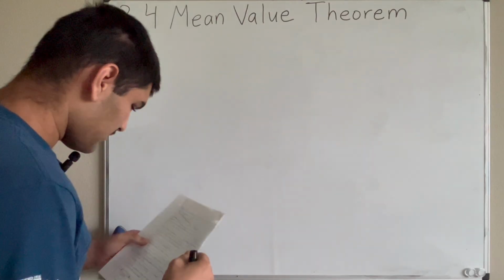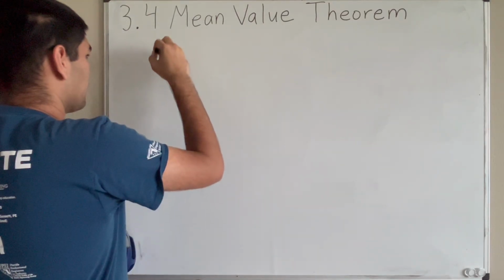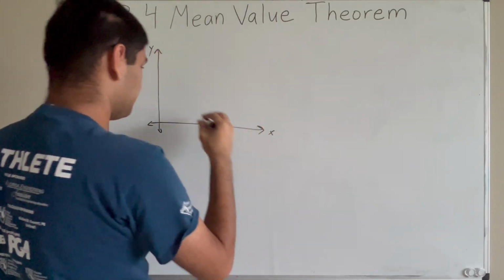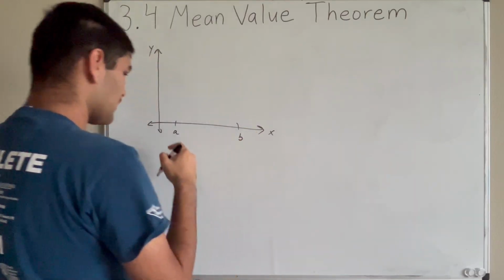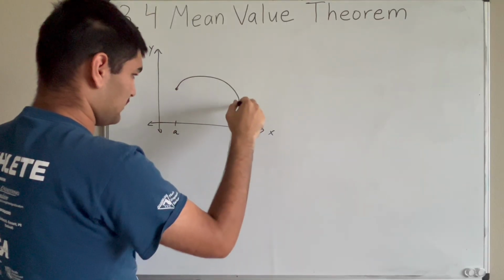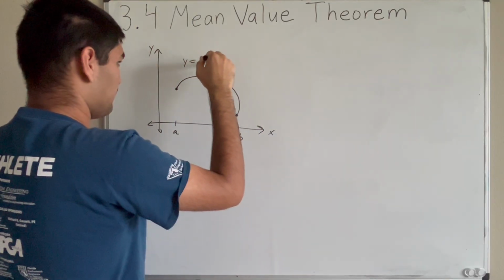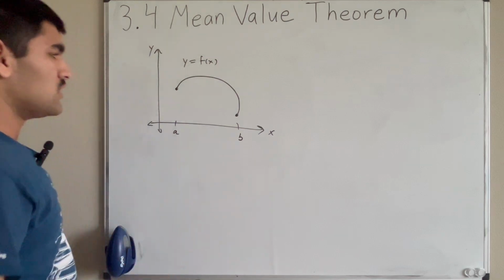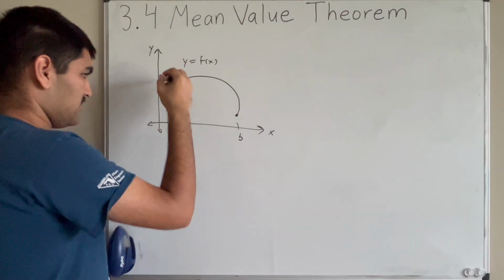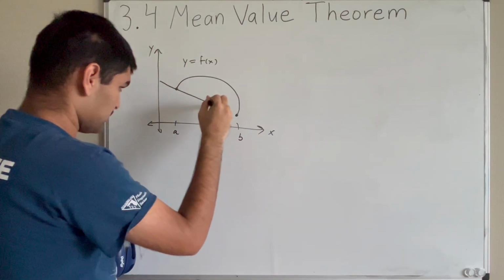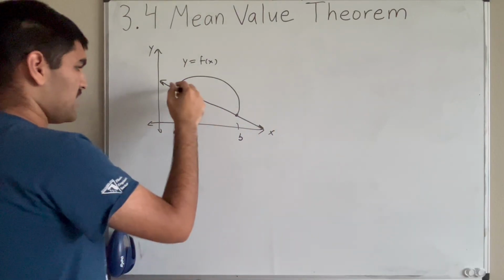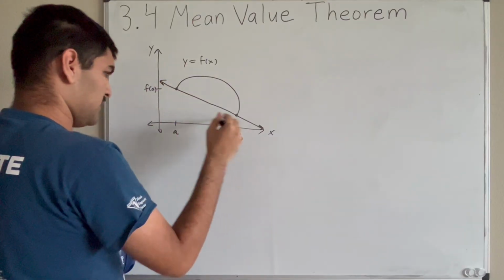To begin with, I'm just going to draw a graph of a function. If we have some function on the interval a to b, and it looks like this, let's say this is the graph of y equals f of x. Let's draw the secant line through a and b. The secant line looks something like that. If this is a, this is f of a, and this is f of b right here.